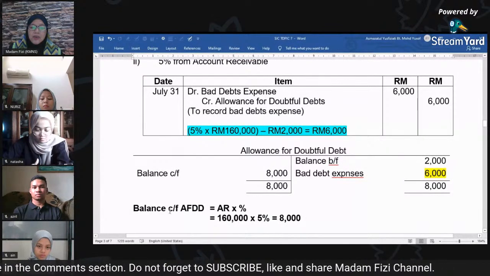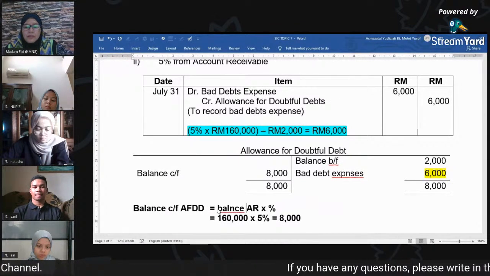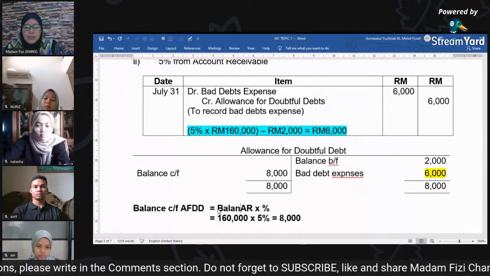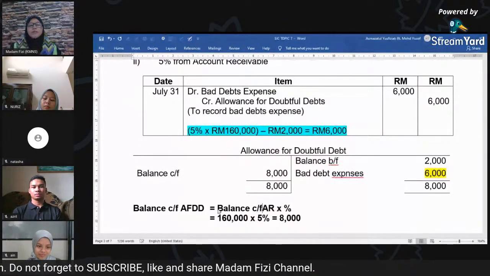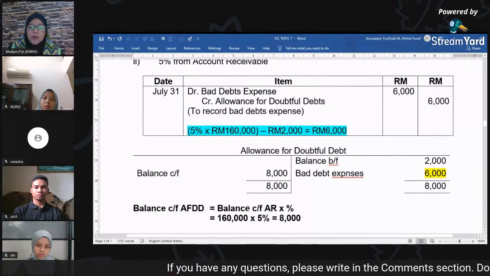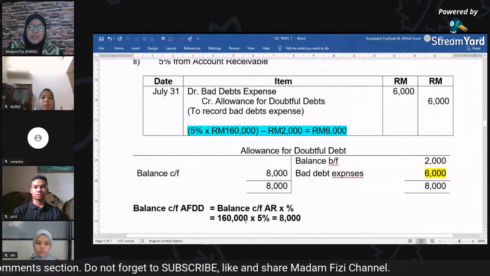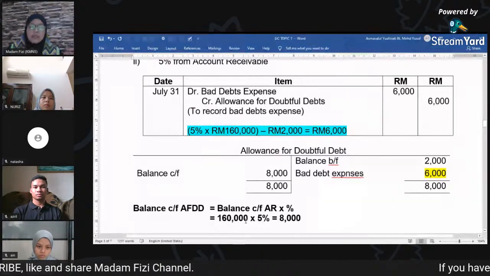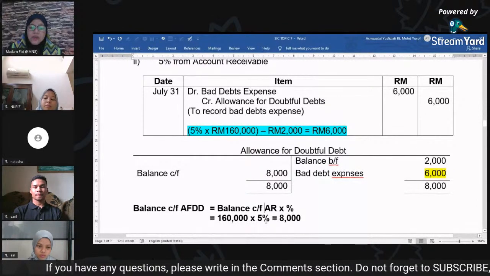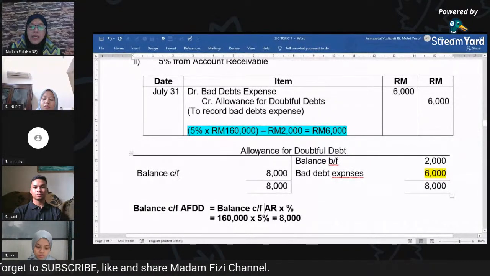And then balance carry forward macam mana dapat? So I repeat, balance carry forward AFDD equals to balance carry forward accounts receivable multiply by the percentage. Now, kita dah tahu the balance carry forward accounts receivable is 160,000. Ada dekat soalan kan? Yang ni jangan tolak dengan sales return sebab dia kata balance carry forward of accounts receivable. So 160,000 times dengan dia punya percentage is 5% equals to 8,000. So 8,000 is the balance carry forward for AFDD.